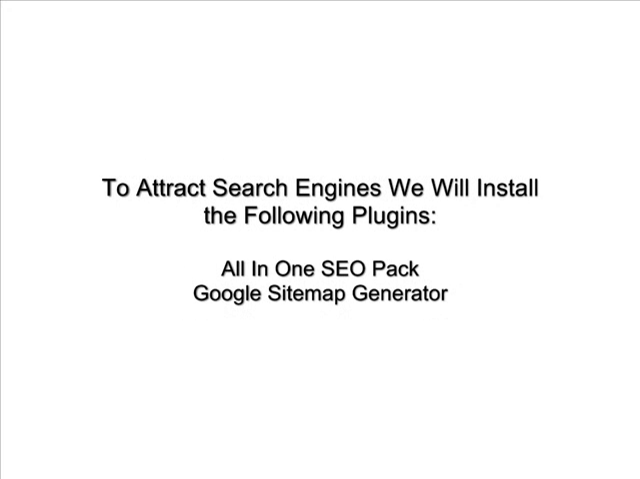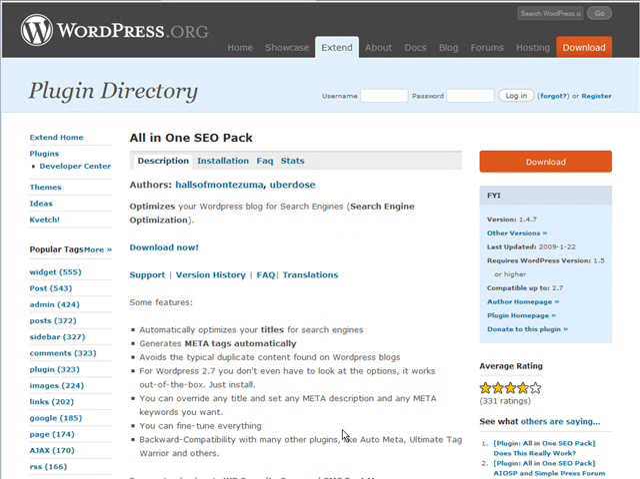The next thing we're going to do is install plugins. Plugins are standalone little programs that you can easily install into WordPress that will add some functionality to it. Now to make the search engines come to our site easily, we're going to install two plugins: one called All-in-One SEO Pack and the other called Google Sitemap Generator.